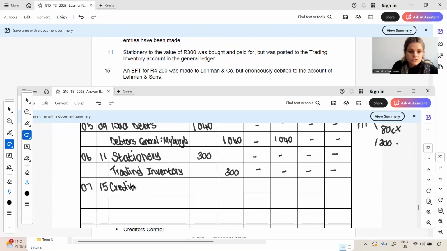So creditors control, and you must write out the names. I'm now just going to shorten it because I didn't do a wrap text kind of thing here. And then I'm going to credit the creditor that I debited in error. So control, and this is Sons.